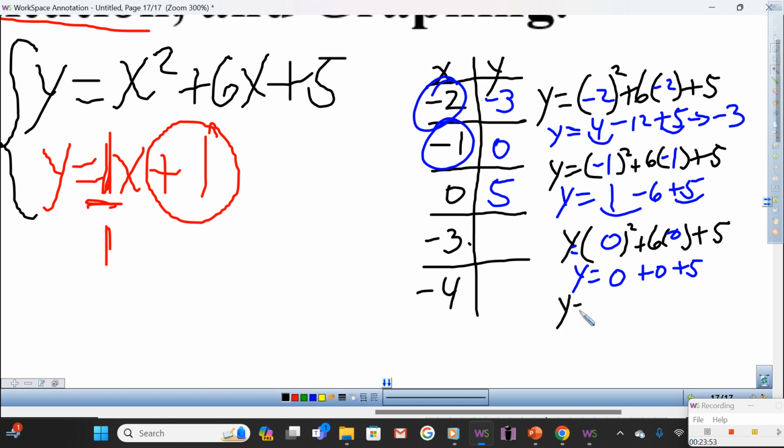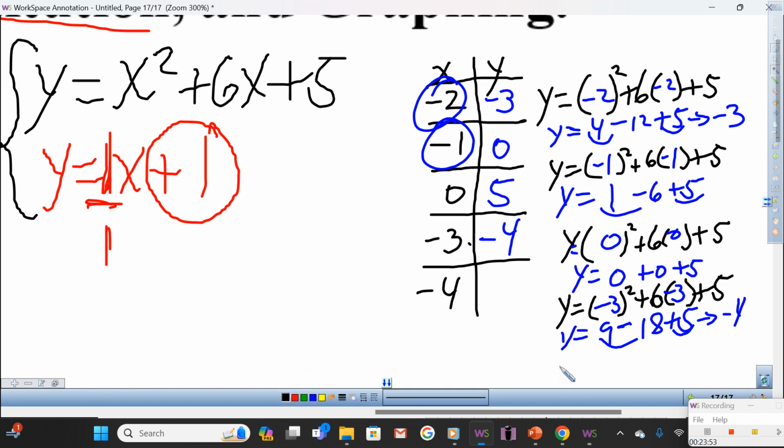So this is 0 plus 0 plus 5, and that is 5. Next, the next value is negative 3. So we got y equals 9 minus 18 plus 5. What is 9 plus 5, everyone? 14 minus 18, negative 4.